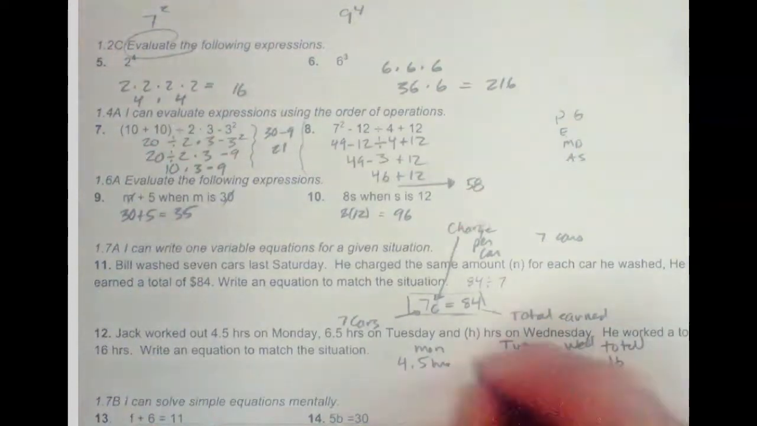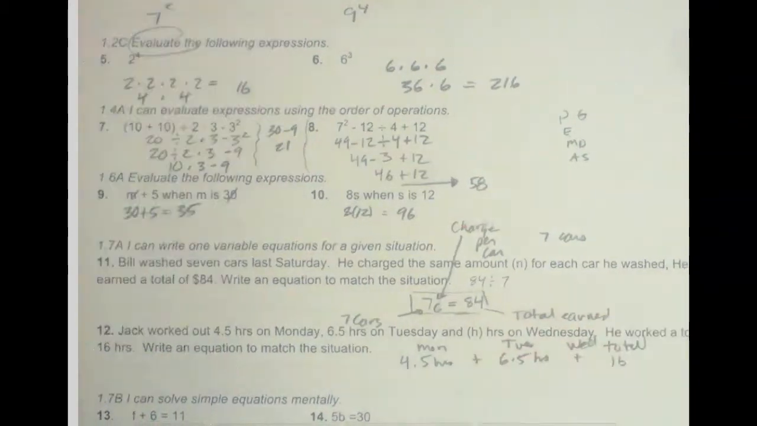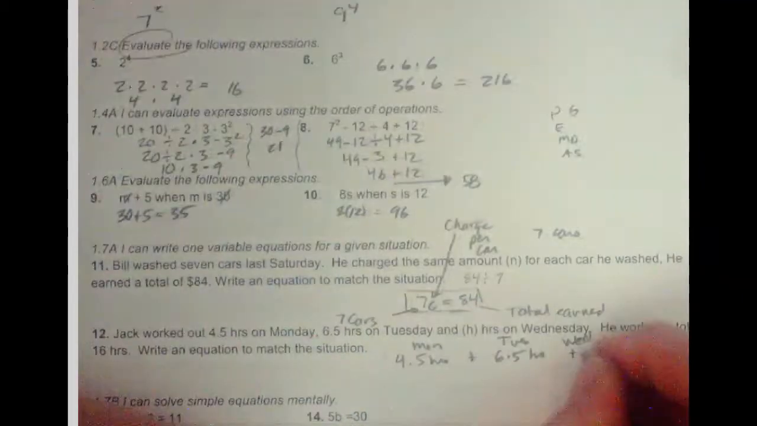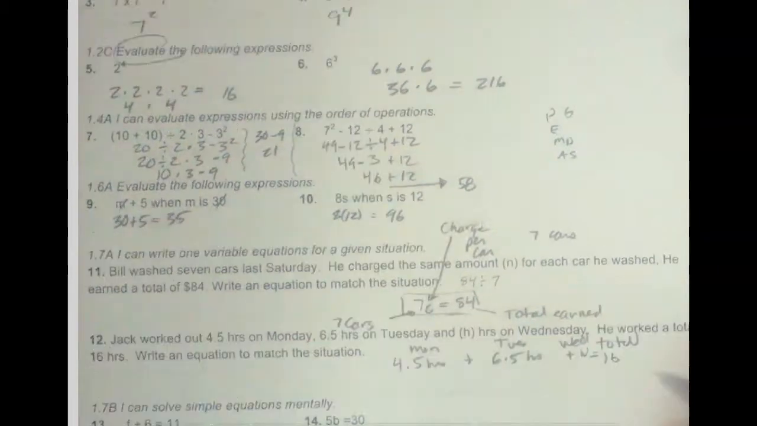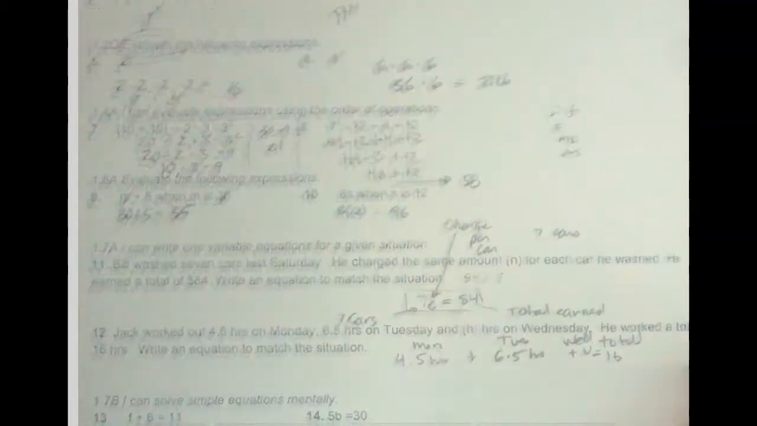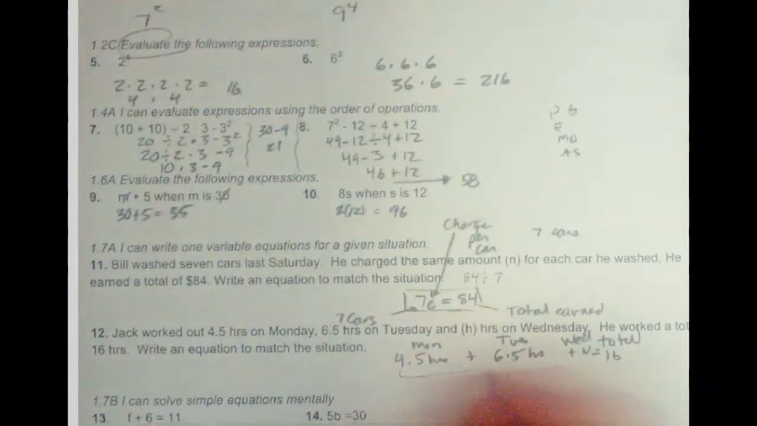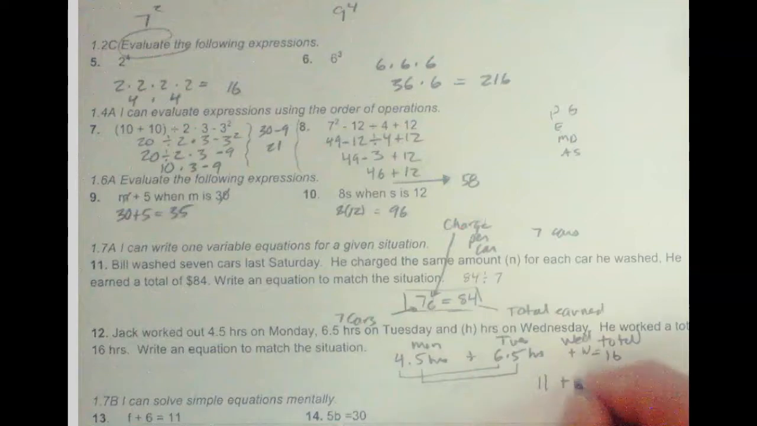Well, one equation could be like this. 4.5 plus 6.5 plus W for Wednesday equals 16. But we could combine these two and say that this is 10 hours. Here's one more, makes it 11. So we could say 11 plus his Wednesday hours equal a total of 16 hours. And then labeling it.